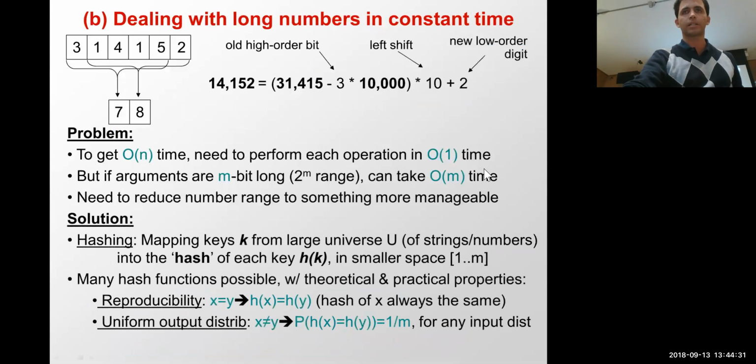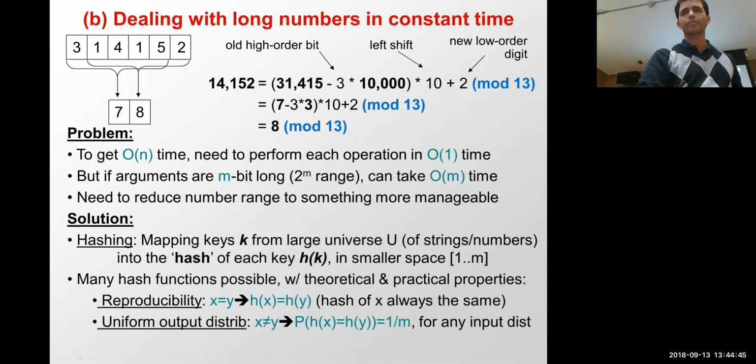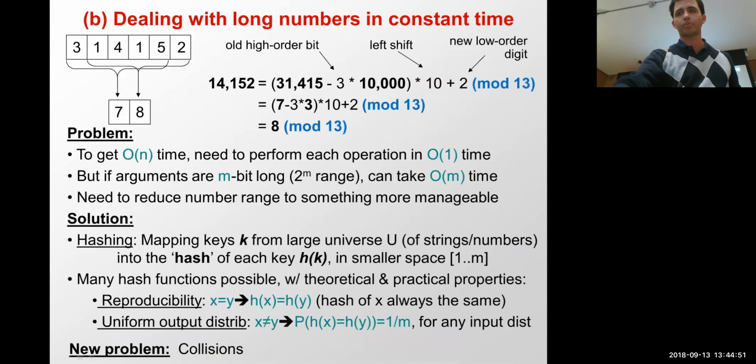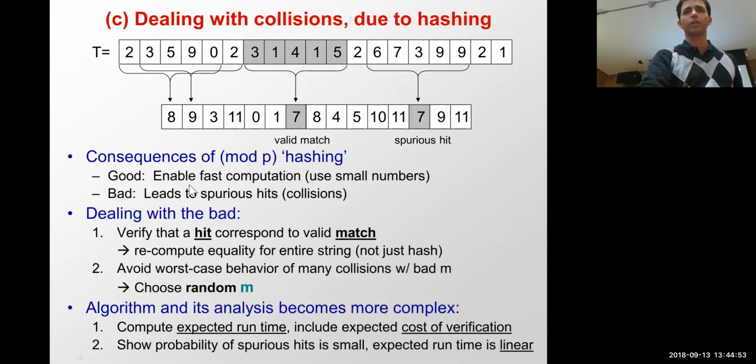And this is how we deal with the long numbers by hashing. Instead of hashing with 2 to the m, I basically hash with a number that's odd. That will utilize most of the digits. For example, I can take mod 13, which happens to be my birthday. Then that brings problems, collisions. We deal with collisions by verifying that a hit is actually a valid match.